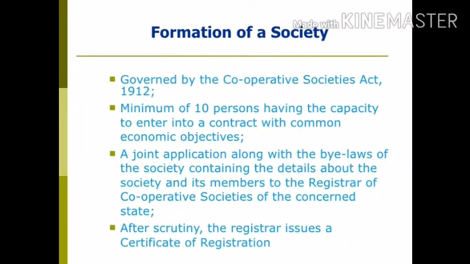So next slide is how the cooperative societies are formed. Governed by the Cooperative Societies Act 1912, minimum of 10 persons having the capacity to enter into a contract with common economic objective. A joint application along with the bylaws of the society containing the details about the society and its members to the registrar of cooperative societies of the concerned state. After scrutiny, the registrar issues a certificate of registration, and thus the cooperative society is formed.